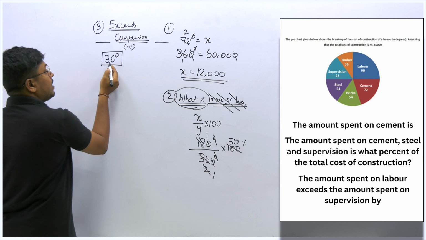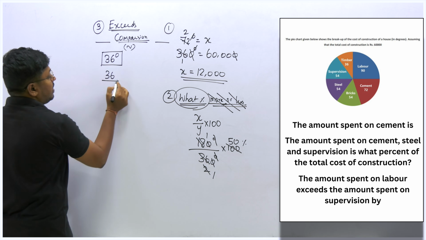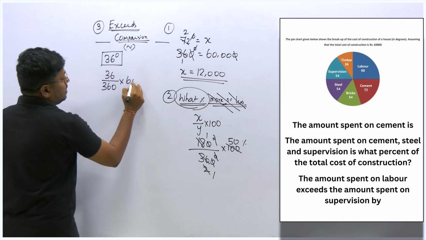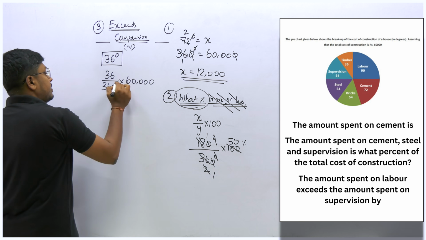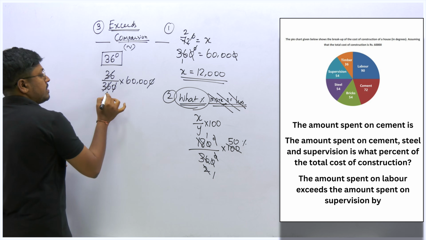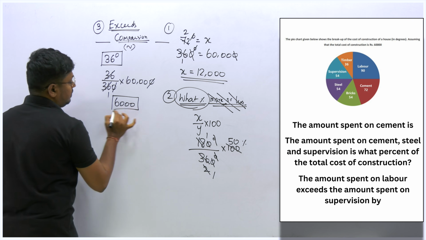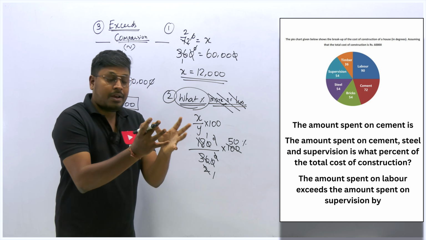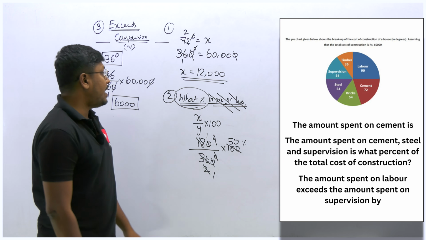So we can find what is 36 degree out of 60,000. So 36 degree, when you take the degree outside, divided by 360 into 60,000, which is the total cost. So we can cancel 0, 0 here, and similarly we can cancel this 36, which is 1 times, so the answer will be 6,000. So 6,000 is the total difference. That means this much amount exceeds when compared to supervision, right? That will be the answer for the question.